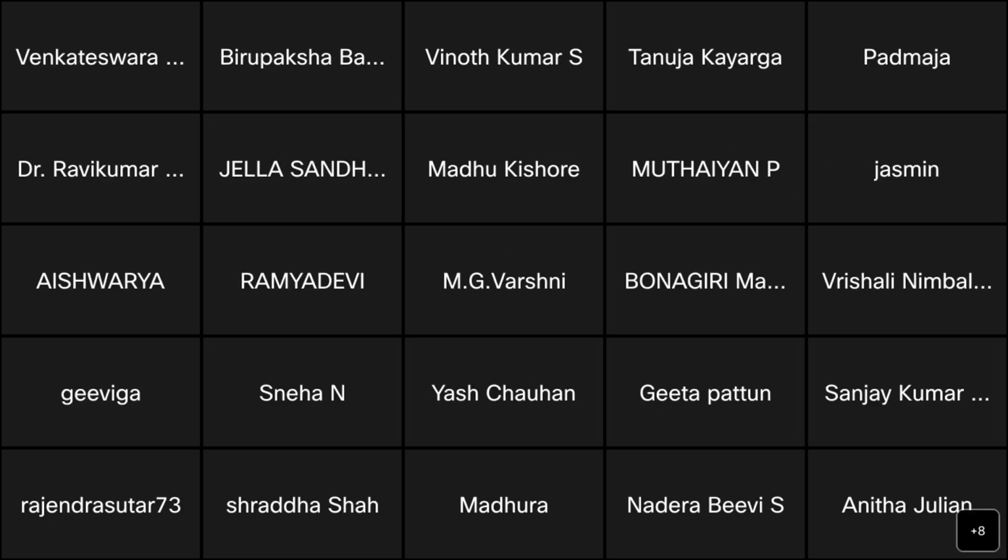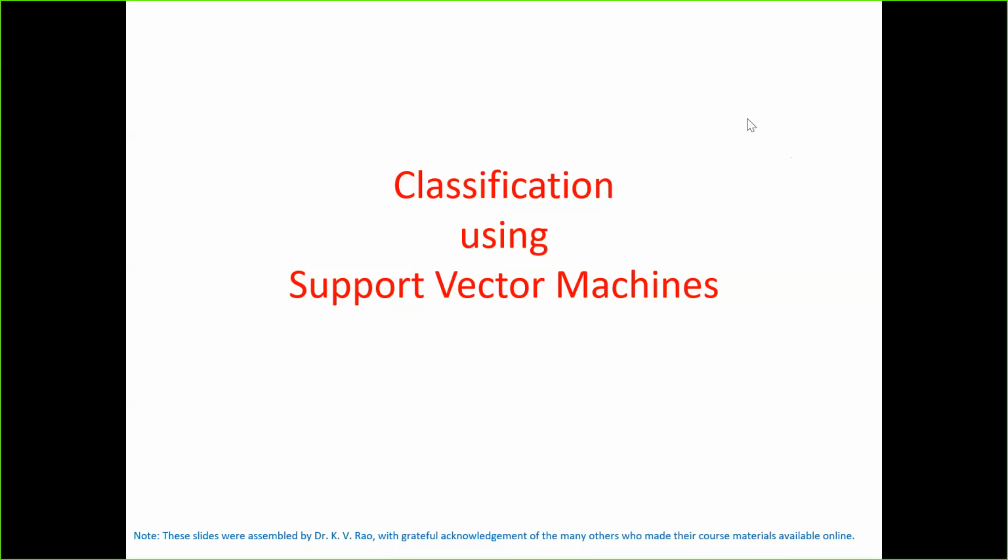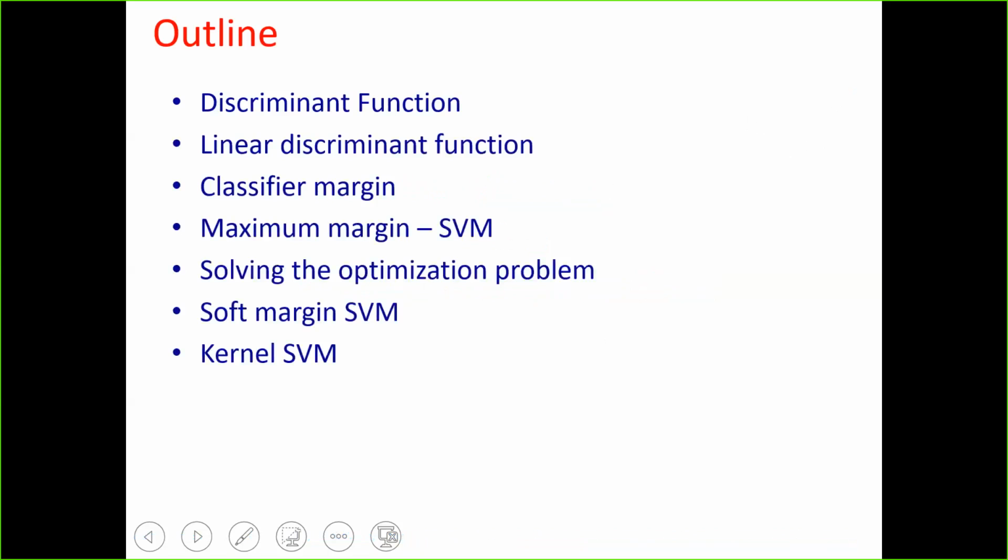Support vector machines, which are also a kind of classification technique. SVM is there for regression also, but we'll be discussing it in the context of the classification problem. We'll be discussing what the discriminant function is, what the linear discriminant function is, and what the classifier margin is, and we'll then discuss the maximum margin classifier, which is nothing but the SVM.